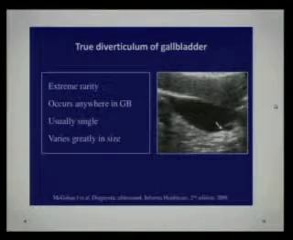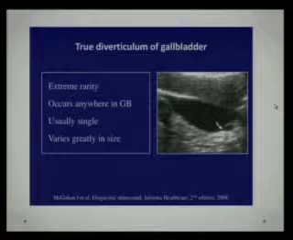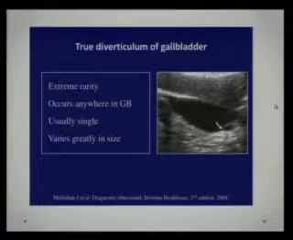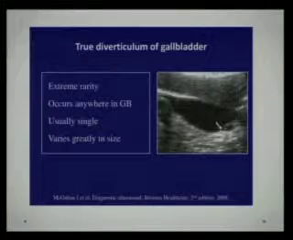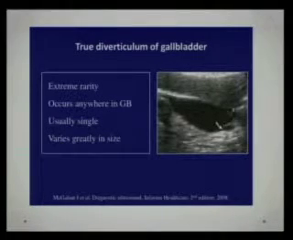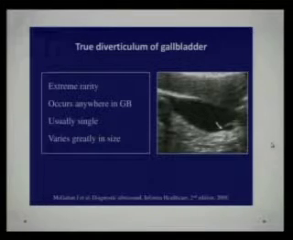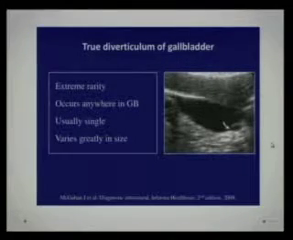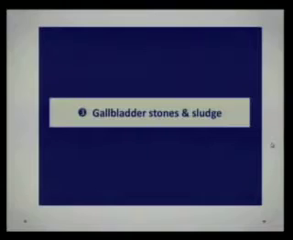Now coming to a true diverticulum of the gallbladder. It's extremely rare. It occurs anywhere in the gallbladder. It usually is single and it varies in size. Like here you have a gallbladder. This is the region of the fundus, and there is a small diverticulum arising in the posterior wall of the gallbladder fundus. All right, any questions so far?